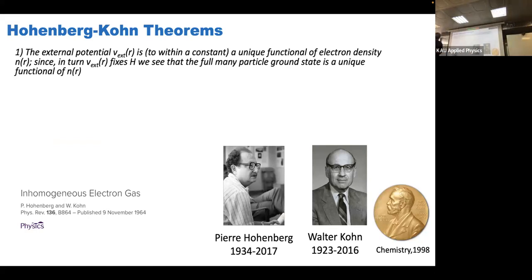First, the Hohenberg-Kohn theorem from this article. The external potential V external of r is, to within a constant, a unique functional of the electron density n. Since in turn V external fixes the Hamiltonian, we see that the full many-particle ground state is a unique functional of n(r).